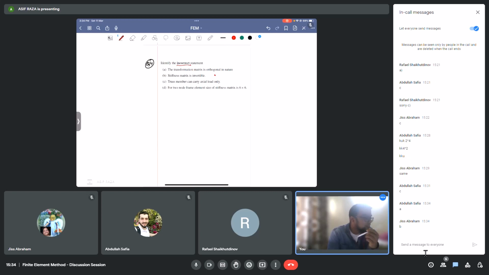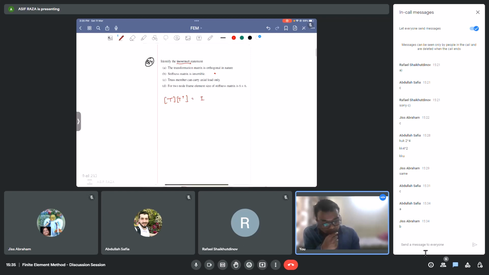Option B. So, jumping into the answer, let's see the statements one by one. The first statement says the transformation matrix is orthogonal in nature. It says if my transformation matrix is T and I multiply it with T transpose, it gives me identity, and it is true. So the first statement is correct.